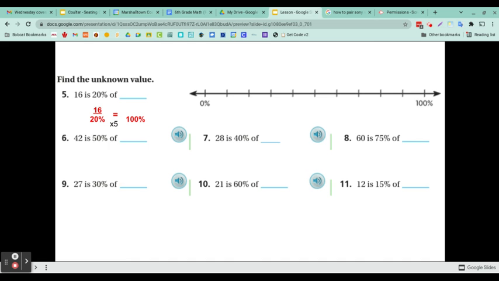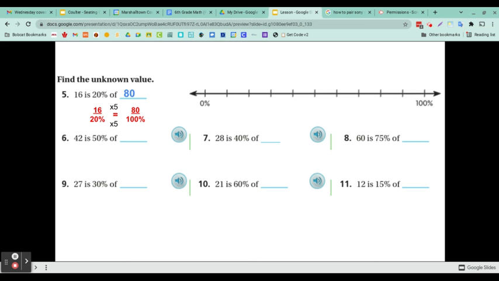We know with our ratios or equivalent fractions, anything that's equivalent, what we do to one, we need to do to the other. So since I multiply that 20% by 5, I also want to multiply that 16 by 5. So I'm going to do 16 times 5. And that's going to get me 80. So 80 out of 100 would mean that 80 is my whole. So when it's 20%, we have 16. When we have 100%, we have 80. So 16 is 20% of 80.